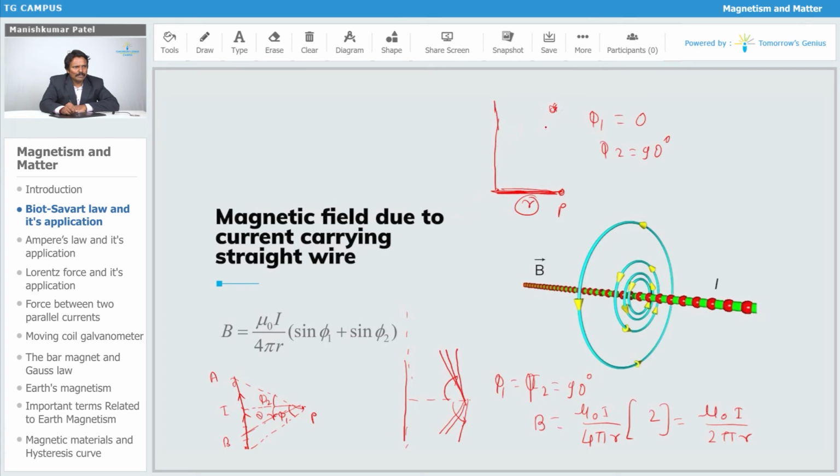So if point P is at this location, you can say now phi 2 is equal to 0 and phi 1 is equal to 90. Likewise you will get this case, or this is the general expression for the magnetic field due to a finite current carrying conductor.